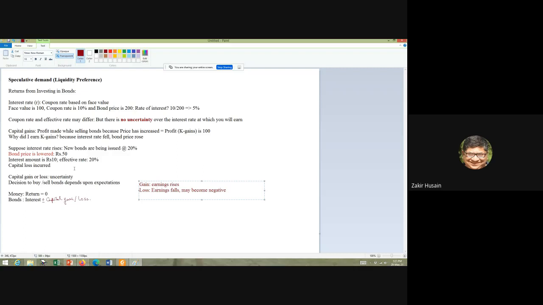So you're not sure what will happen. So part of your wealth is kept to meet transaction and precautionary demand. You will not invest the entire amount in bonds because of this risk of capital loss. Because there's speculation involved in investing in bonds, you will also keep part of your money with you. You're afraid that if you invest it, you're going to lose your money. Am I clear?